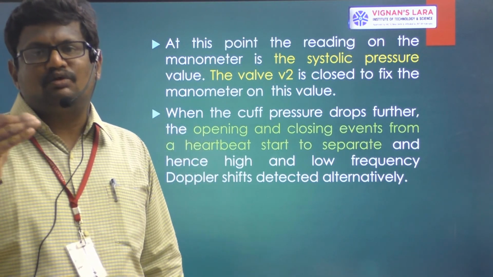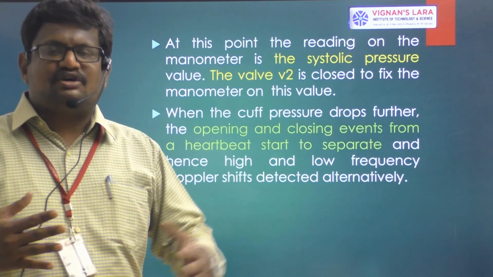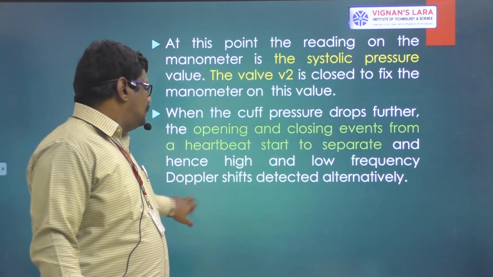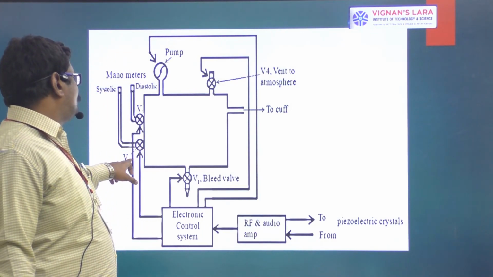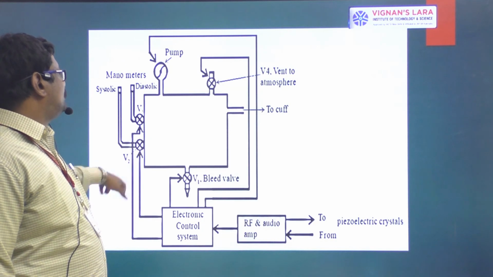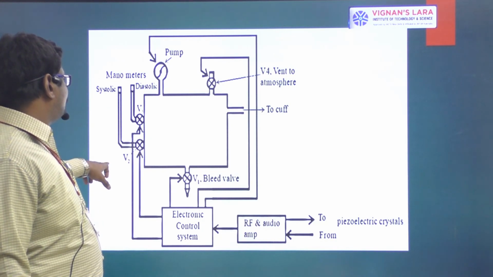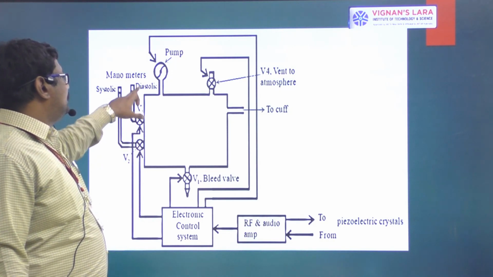When the opening and closing events of the heart start to separate, that is the point where the blood starts to flow freely, and that is noted as the diastolic pressure by another valve. V2 is the valve for noting the systolic pressure, and V3 is the valve used to note the diastolic pressure. Okay, V2 is the systolic, and V3 is the diastolic pressure.